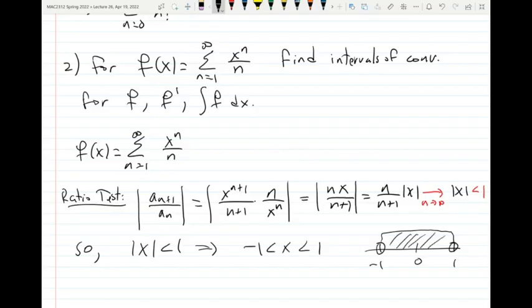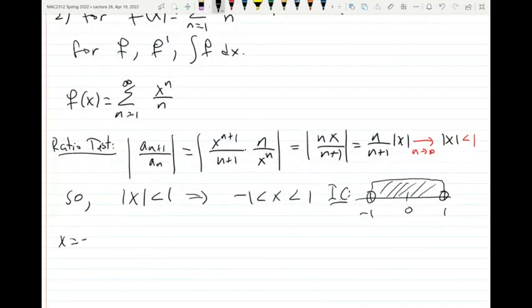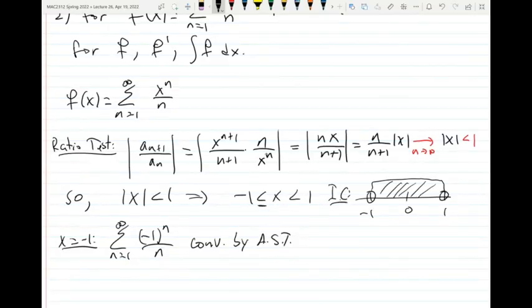Okay, so far this is the picture from my interval of convergence. Now we need to decide whether to include the endpoints or not. All right, so x equals -1. In that case, we obtain the series sum from 1 to infinity of (-1)^n over n. What can we say about this? It converges by the alternating series test, right? This is the alternating harmonic series. So we can include this endpoint and close the circle.